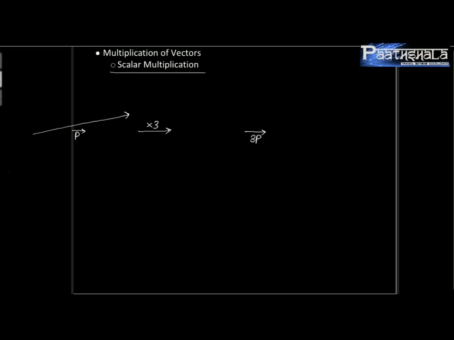So scalar multiplication only expands or contracts the length of the vector, keeping the direction unchanged. So our vector 3p bar is simply 3 times as large as the vector p was, and it points in the same direction.